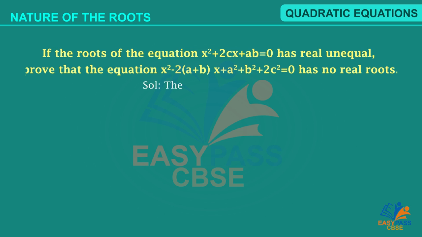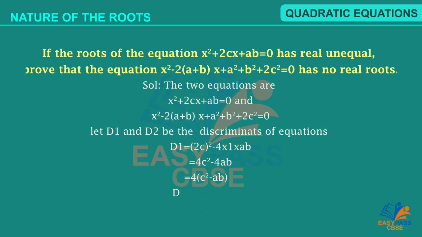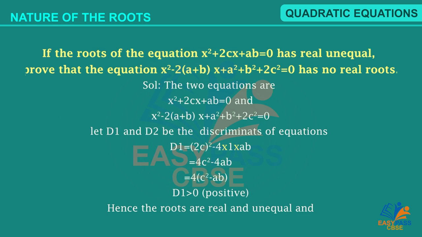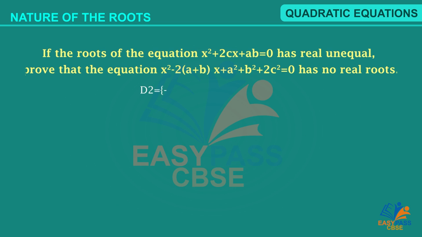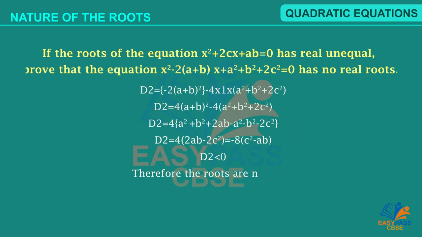Okay. So x square plus 2cx plus ab equals 0, and x square minus 2 times of (a plus b)x plus a square plus b square plus 2c square is equal to 0. Just like the previous example, I'll find D1. We get 4 times of c square minus ab. D2, we'll get 4 times of (a plus b) whole square minus 4 times of (a square plus b square plus 2c square). Now D2, if you simplify, is 4 times of 2ab minus 2c square, or minus 8 times of c square minus ab. So it's given that c square minus ab is greater than 0. Therefore, minus of c square minus ab is less than 0. That means the discriminant of the second equation is less than 0. Therefore, the roots are not real.